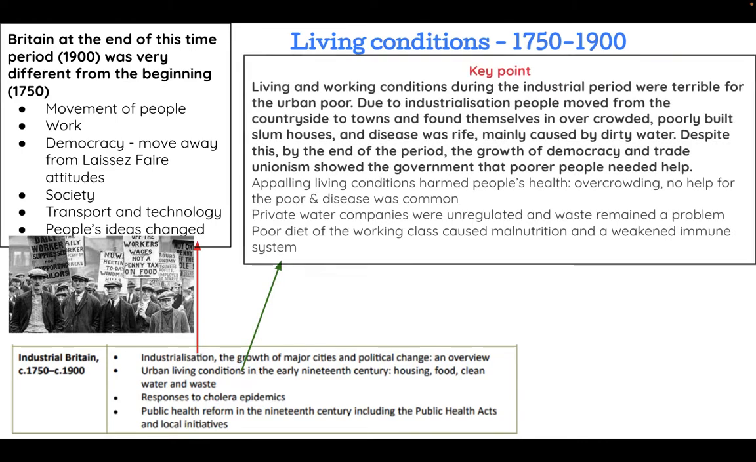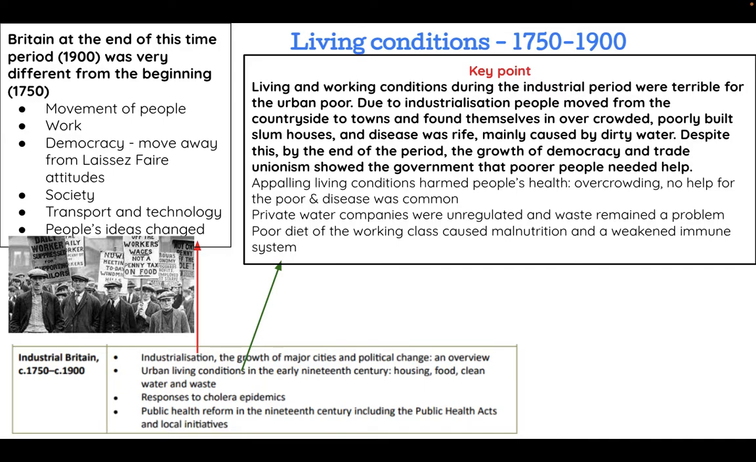So let's have a look then at living conditions. Key point: living and working conditions during the industrial period were terrible for the urban poor, the poor people living in cities and towns. Due to industrialisation, people moved from the countryside to towns and found themselves in overcrowded, poorly built slum housing. Disease was rife, and the main cause of this was dirty water. We see cholera being a big issue during this time period, as well as typhoid too.